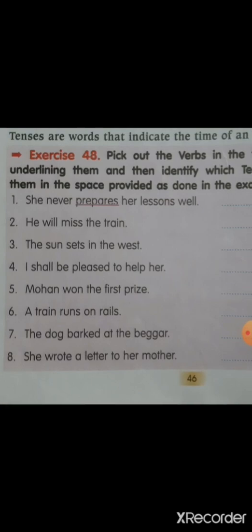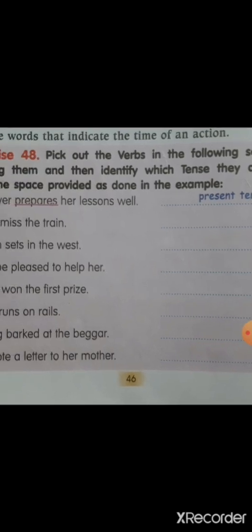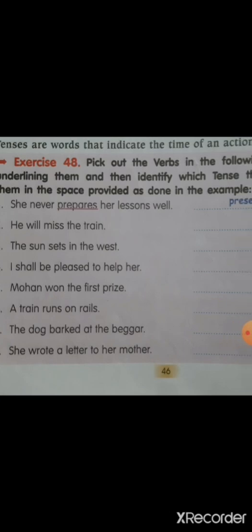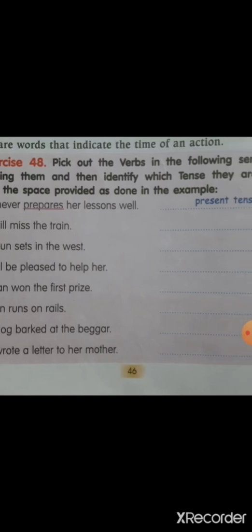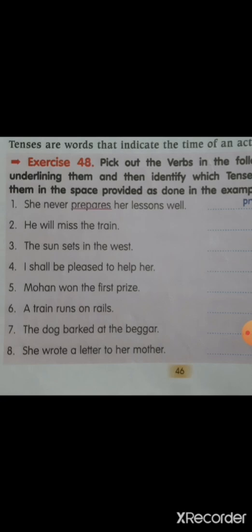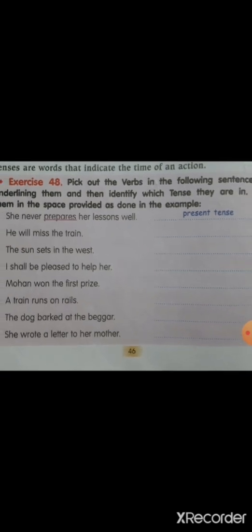Okay, now tenses are words that indicate the time of an action. टेंसेस जो है, काल जो है, वो हमें बताता है, वो वर्ड्स हैं जो हमें इशारा करते हैं, हमें इंडिकेट करते हैं कि वो एक्शन किस समय पर हुआ है. Tenses are words that indicate the time of an action, at what time the action has been done or taken place. So this is all for present, past and future tense, children.